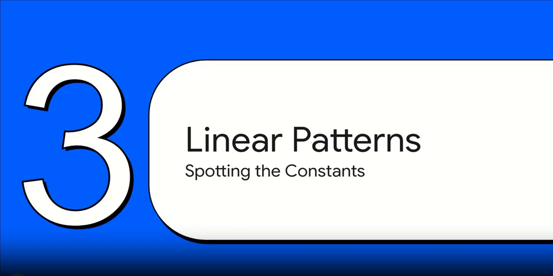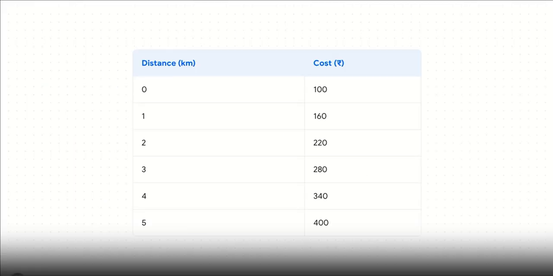That brings us to Section 3, spotting linear patterns. Let's loop back to our taxicab from the very beginning. Here, the total cost, c, depends entirely on the distance d. The formula we're working with is 100 plus 60d. That 100 is our base fare constant, just for getting in the car, and the 60 is our coefficient, which is the rate per kilometer. Now, look really closely at the output costs.